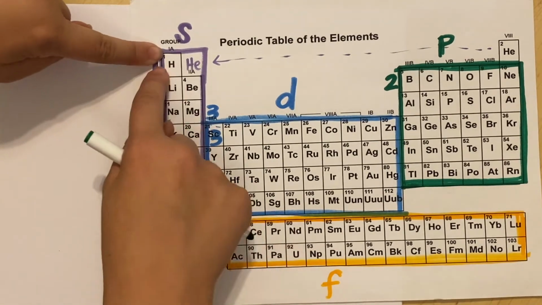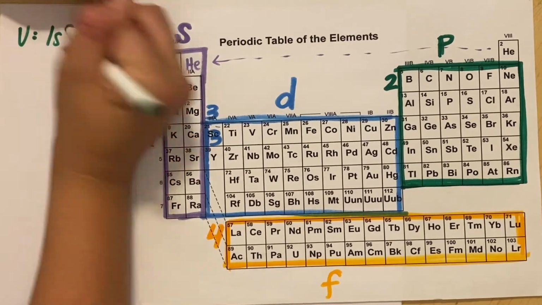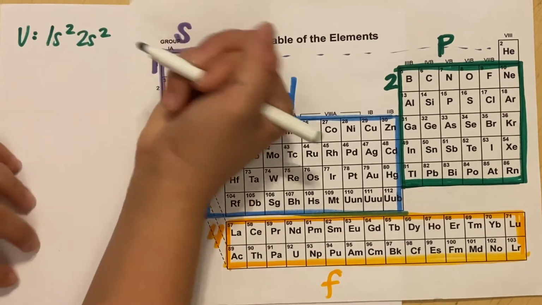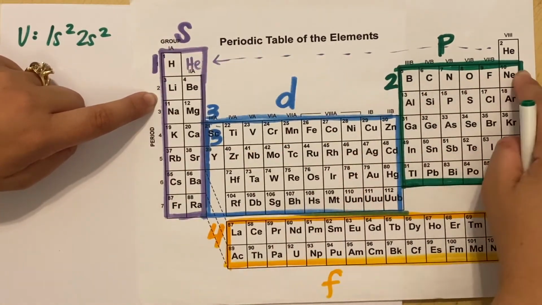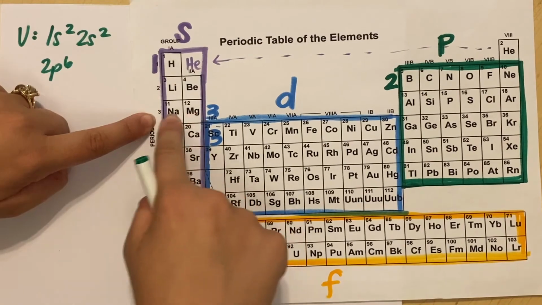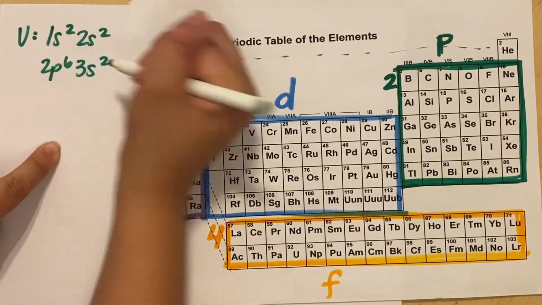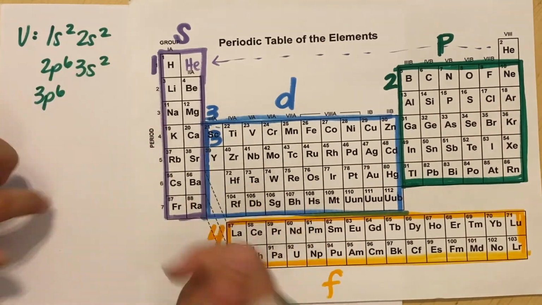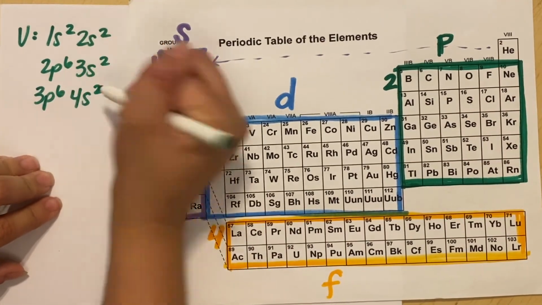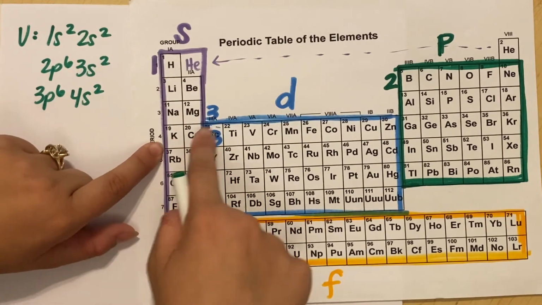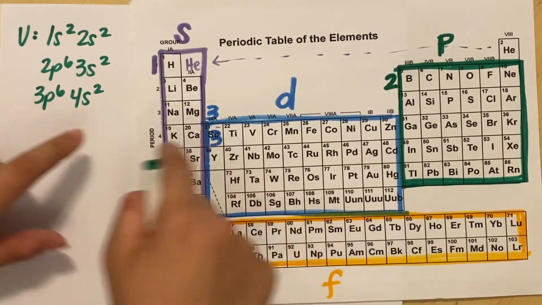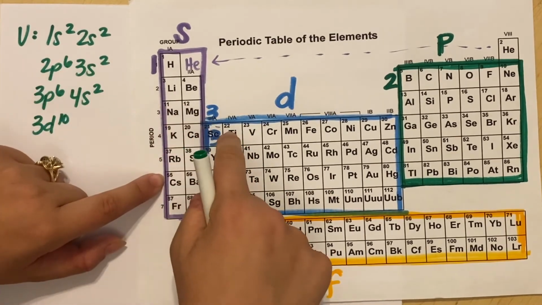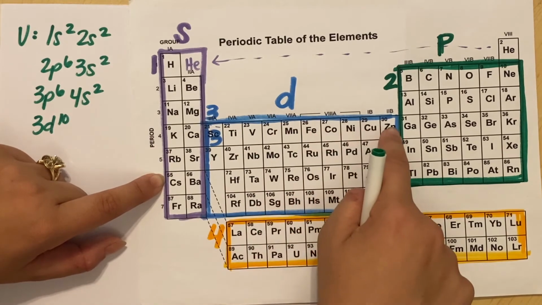All right, so my 1s is filled up. So 1s2. Then 2s2 is filled up. Then 2p6. Then 3s2. 3p6. And then 4s2. Okay, and then this D block starts at 3, so 4s2, then 3d10. 1, 2, 3, 4, 5, 6, 7, 8, 9, 10.